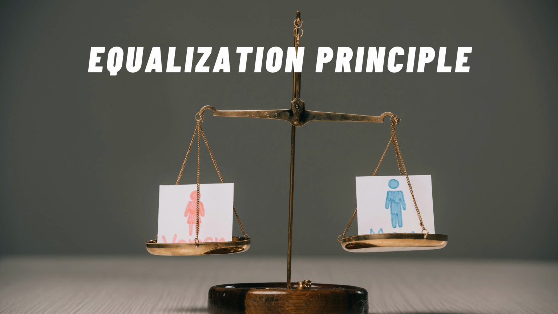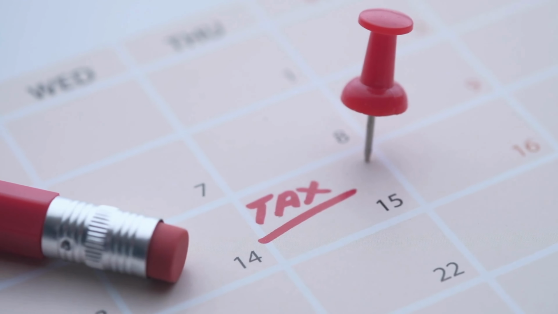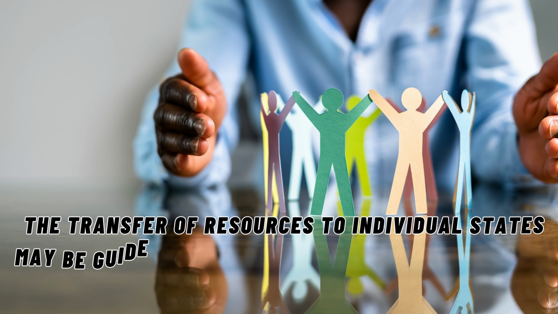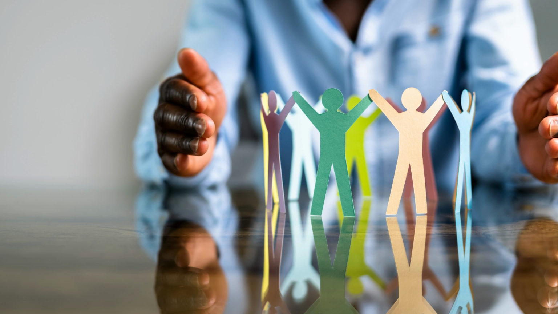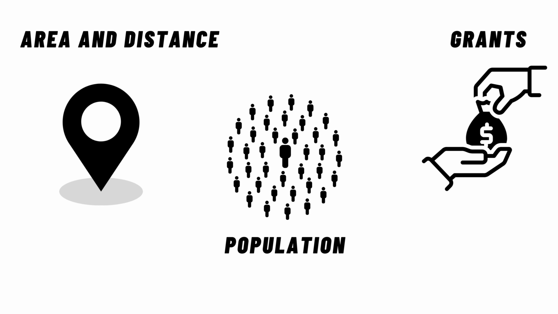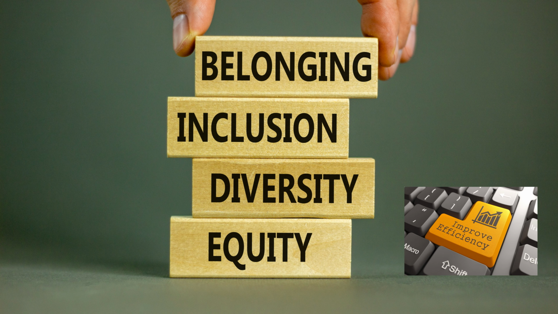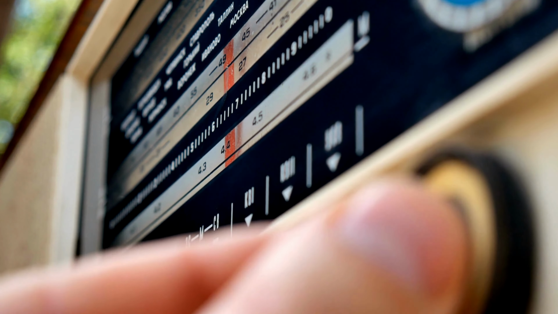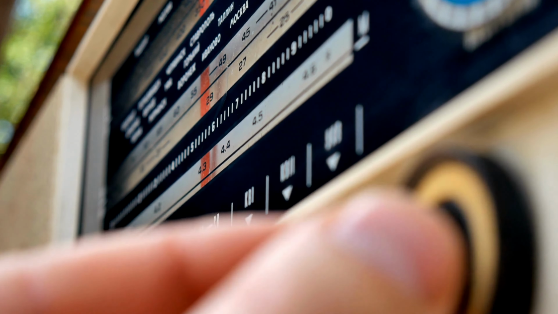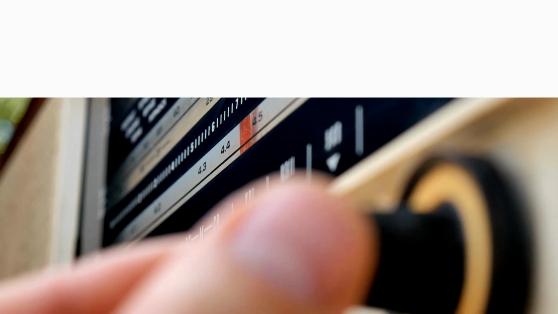Implementation of the equalization principle. Instead of using a large number of tax devolution criteria, the transfer of resources to individual states may be guided by the equalization principle using a limited number of criteria such as population, area and distance, supplemented by a suitable scheme of grants. The equalization principle is consistent with both equity and efficiency. The basic consideration of reflecting needs, costs of providing services, and equity considerations can all be reflected through these 3 criteria, provided there is more fine-tuning.